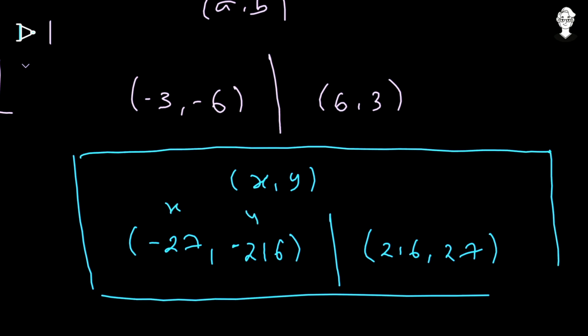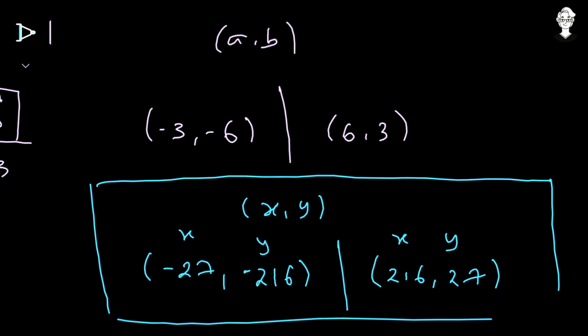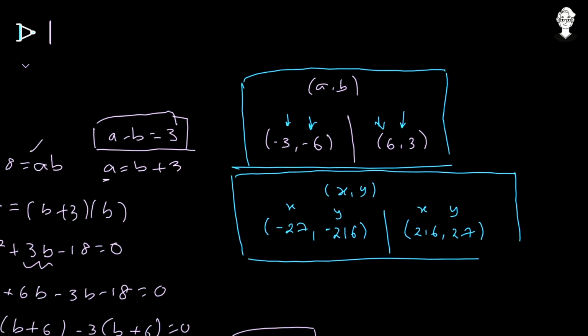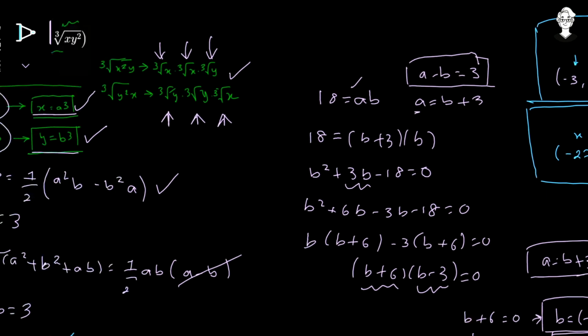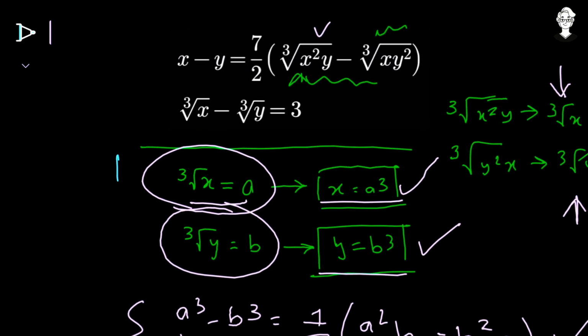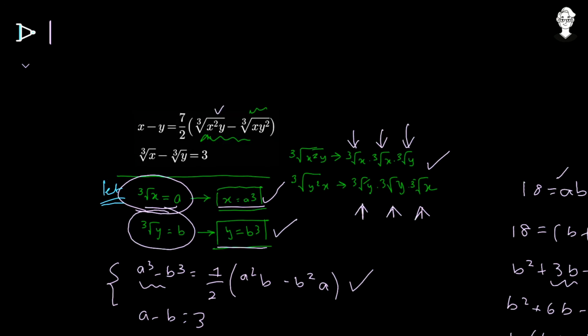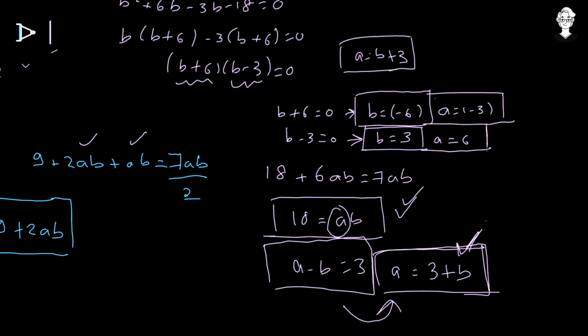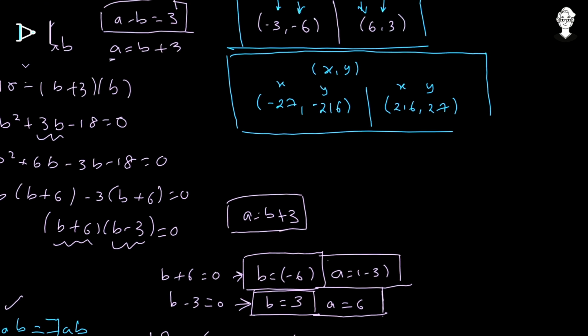x over here, y over there. This was the value of a and b. We just have to cube these terms to get the value of x and y, because we have just let these values stand for x and y. So we solved for the values of a and b, and as we got the values of a and b, we solved for the values of x and y.